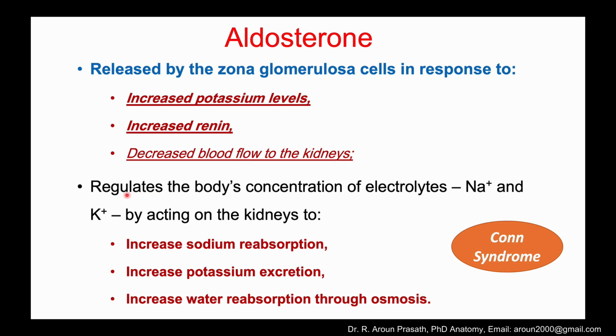Okay, so these are the important functions. It regulates the body's concentration of electrolytes, for example sodium and potassium, by acting on the kidneys. You know, in the kidney during urine formation there are three stages: filtration, simple filtration, then selective reabsorption and excretion. In selective reabsorption, whatever electrolytes are needed are reabsorbed with the support of aldosterone. So it increases sodium reabsorption, potassium excretion, and increases water reabsorption through osmosis.